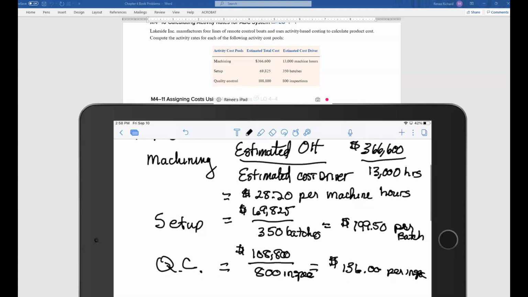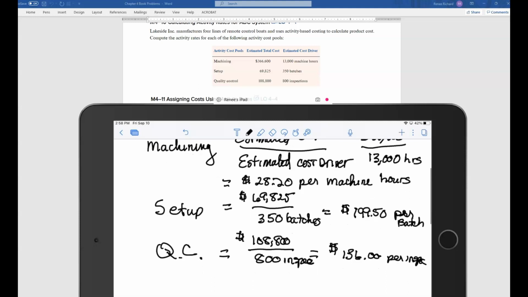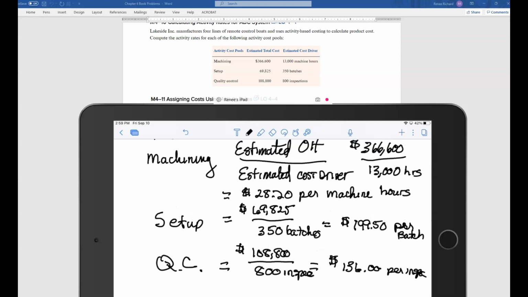So when we want to assign overhead in these areas, if the product uses 15 machine hours, we're going to take 15 machine hours times $28.20. If you do 4 batches, you're going to take 4 times $199.50 per batch. If it takes 3 inspections, we're going to take $136 times 3. So stage 1 is computing the activity rates.